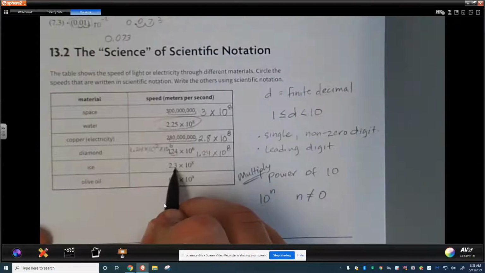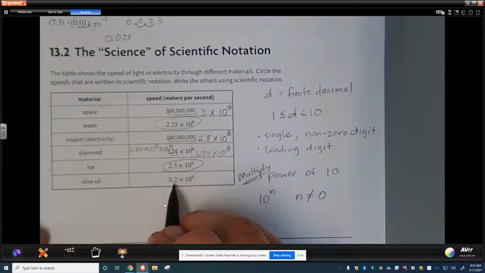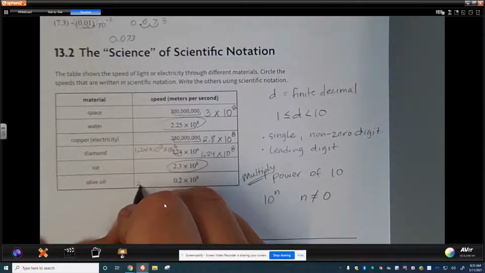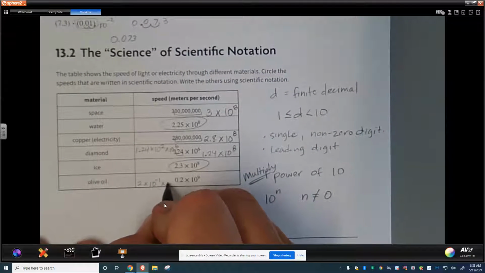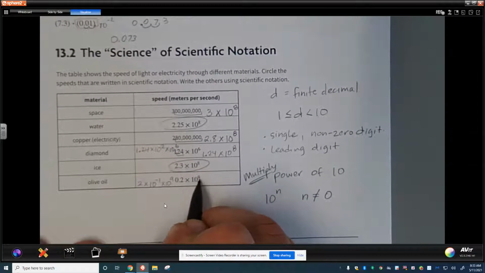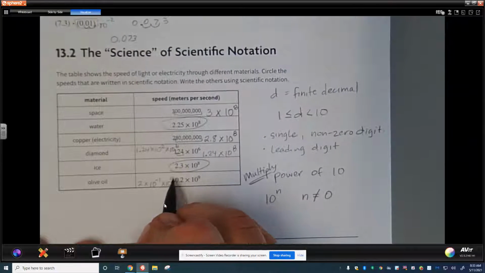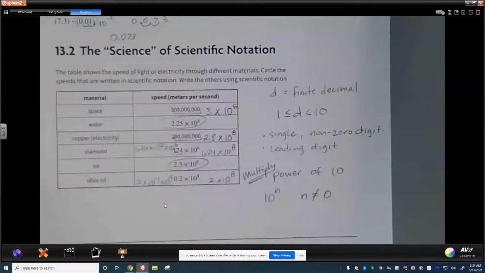Ice, we see that the finite decimal is at least 1 and less than 10, multiplying by a power of 10, we're good. Olive oil, we see the finite decimal is less than 1. That means that this value is not in scientific notation. 2 tenths is the same thing as 2 times 10 to the negative 1st power. And so when we take 2 times 10 to the negative 1st power times 10 to the 9th power, we see that we have to borrow a power of 10 from here. The power of 10 will be reduced by 1 in order to make this an appropriate value, because negative 1 plus 9 is 8. So we have 2 times 10 to the 8th power.